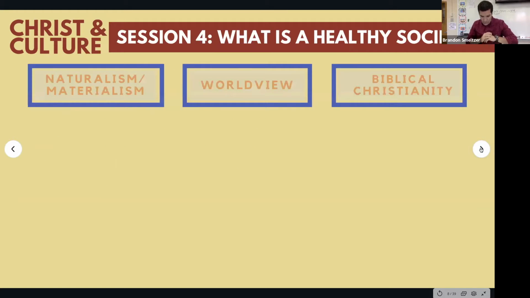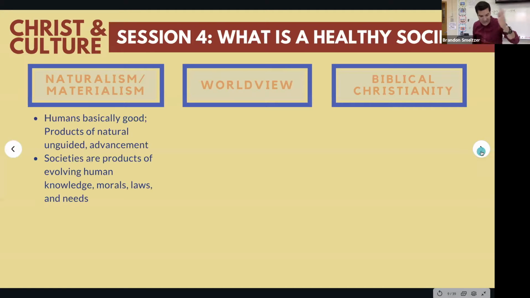Here's the biblical worldview. By the way, in naturalism, materialism, they're going to say humans are basically good, product of natural, unguided, natural causes. And if humans are that way and we're a collection of human beings, then societies are products of evolving human knowledge and morals and laws and needs. Now, there's a word you need to write down here under naturalism and materialism. Everyone write down the word utopianism. Utopianism is the belief of a perfect society. Utopianism.